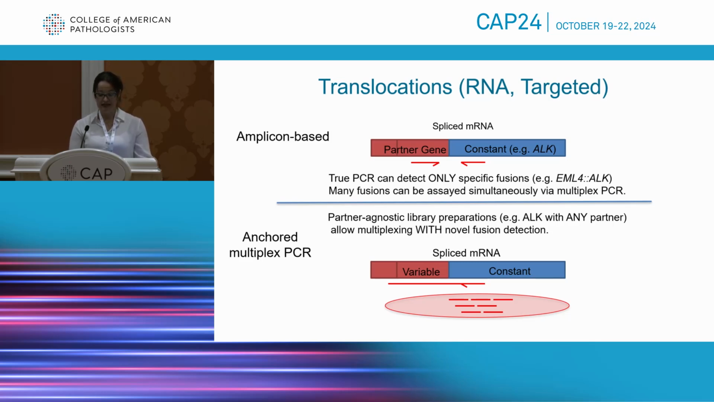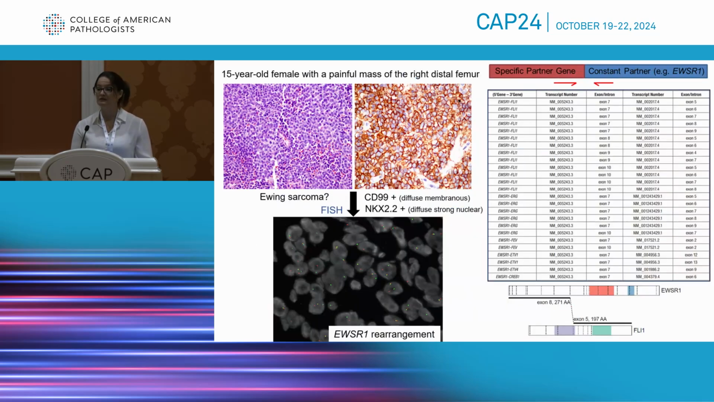So the scope of the amplicon-based test tends to be much more limited when compared to anchored multiplex PCR panels, because amplicon tests will only detect gene rearrangements and fusions that are specifically targeted by the primers included in the assay, whereas the anchored multiplex PCR system enables the detection of a targeted fusion with knowledge of only one of the gene partners.